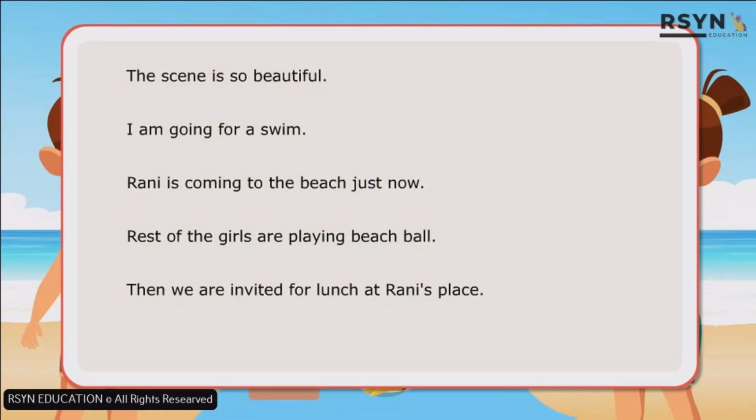The scene is so beautiful. I'm going for a swim. Rani is coming to the beach just now.